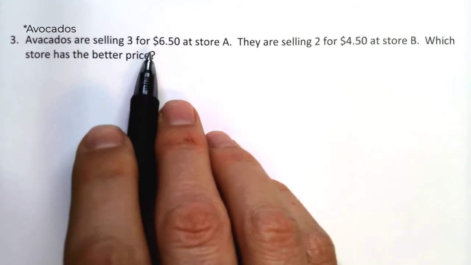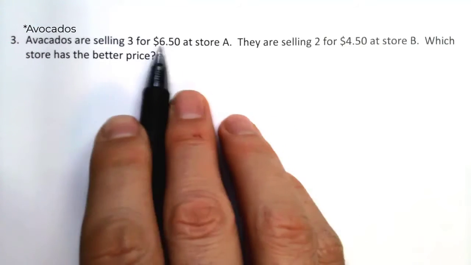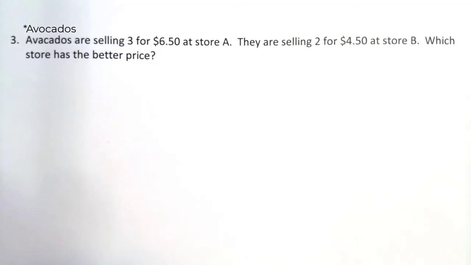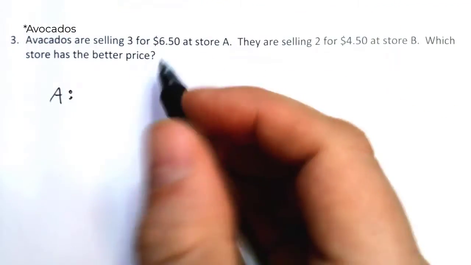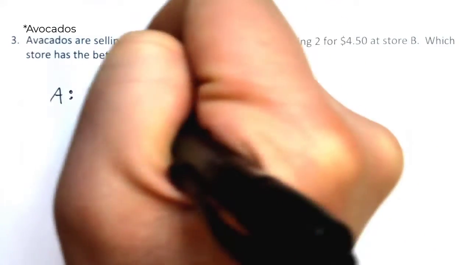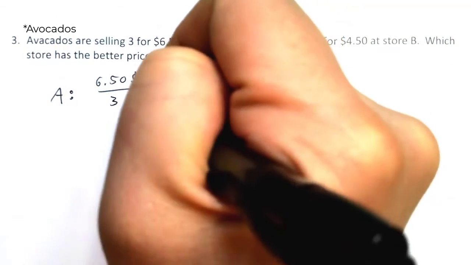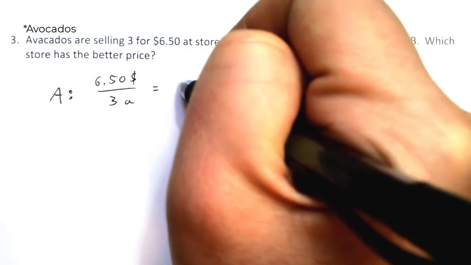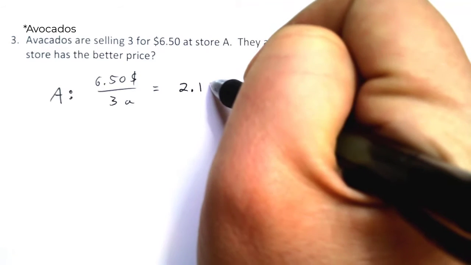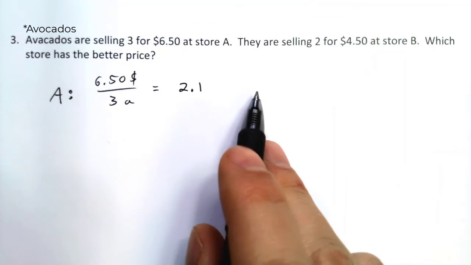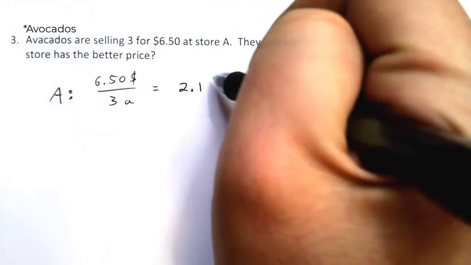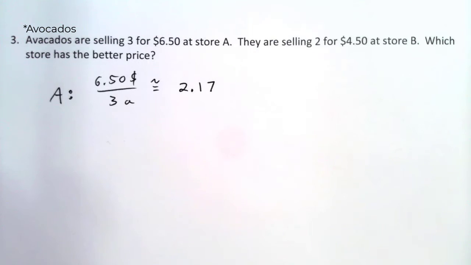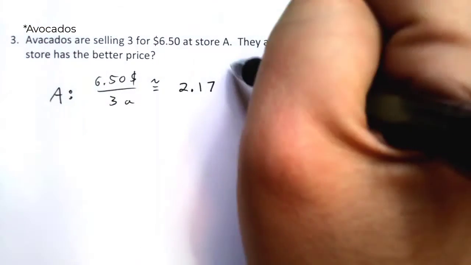So let's see. Store A, what is the dollars per avocado here? Well, I take this price and divide by the number of avocados. So for store A, we see that we're going at $6.50 for 3 avocados. I'll just use the letter A here. It's 2.166666, repeating, right? So since there's a 6 after the next 6, I'll round that up to 2.17. This is approximate. I did round here, so I'll use an approximately equal. And it's dollars per avocado.